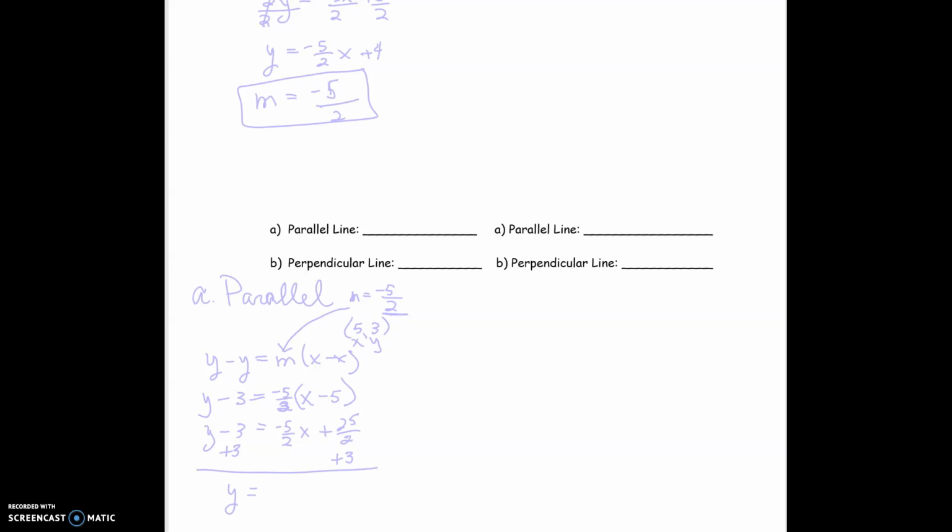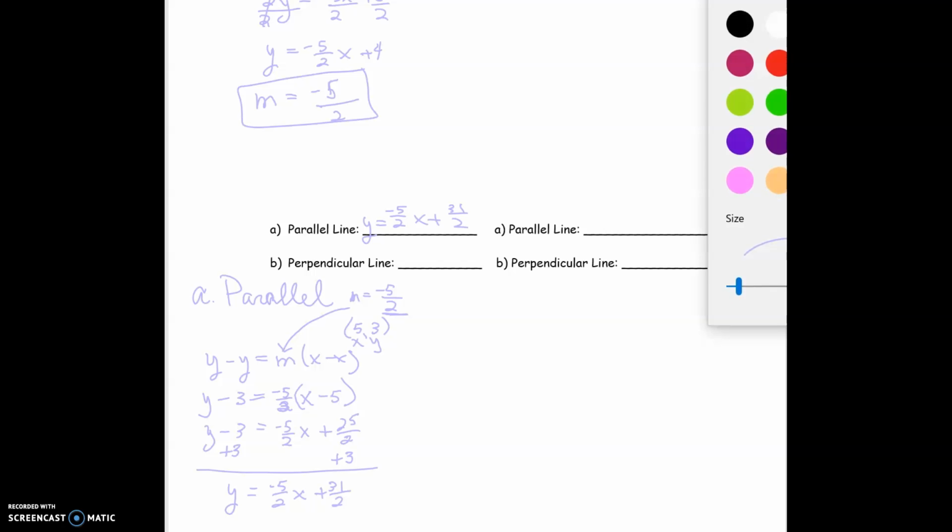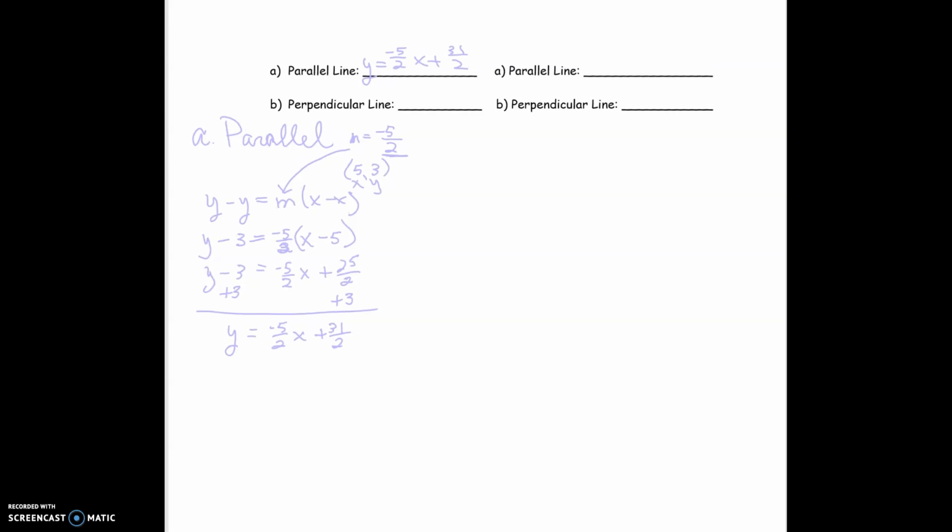I add 3 to that and I get y equals negative 5/2 x plus 31/2. So that is my parallel line: y equals negative 5/2 x plus 31/2. You guys can use your calculators on that. The second thing we're going to do is find our perpendicular. So I'm going to go down here, B, and this is our perpendicular one.